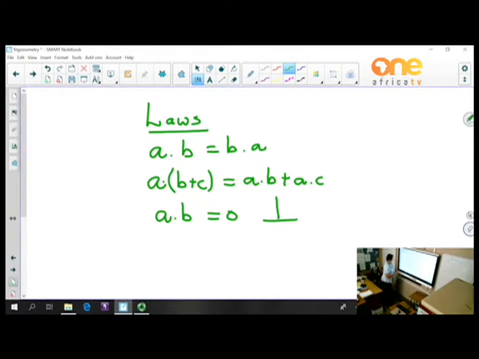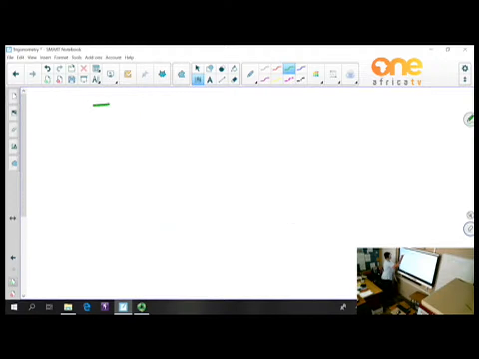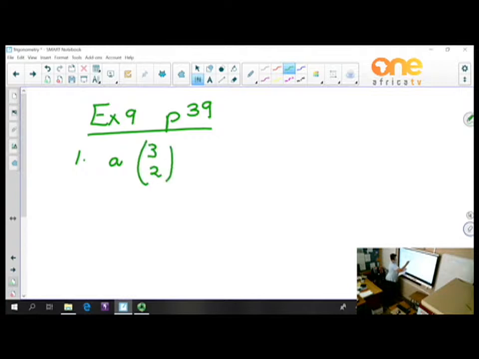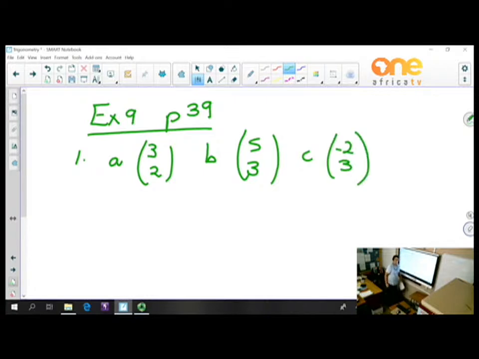Okay, so the next exercise that we're looking at now is exercise 9 on page 39. Page 39. Exercise 9. I'll write them down, so if you don't have the book, then you can also follow. So the first one is A is the column vector 3, 2. B is the column vector 5, 3. And C is the column vector negative 2, 3. Again, first do the exercises and then you mark them.